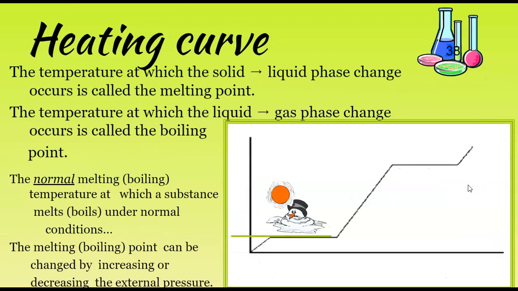All right. So the temperature at which a solid turns to a liquid, that phase change, is called the melting point. When a liquid goes to a gas, that is called the boiling point or vaporization point. Normal melting or boiling point is the point at which a substance melts or boils under normal conditions. But melting and boiling points can be changed by increasing or decreasing the pressure.